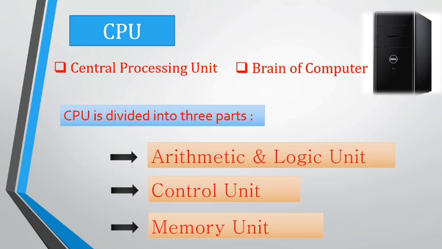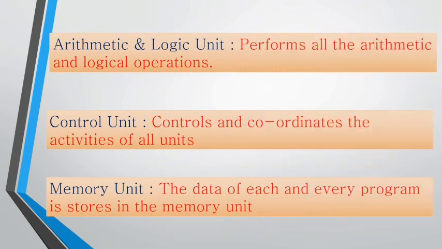CPU. CPU is known as Central Processing Unit. It is the brain of computer. CPU is divided into three parts: arithmetic and logic unit, control unit, memory unit. Arithmetic and logic unit performs all arithmetic and logical operations.